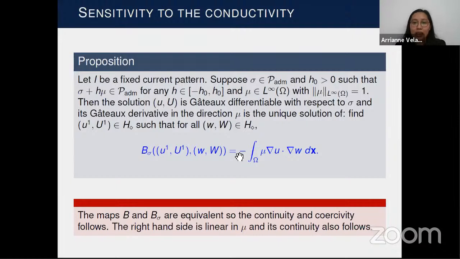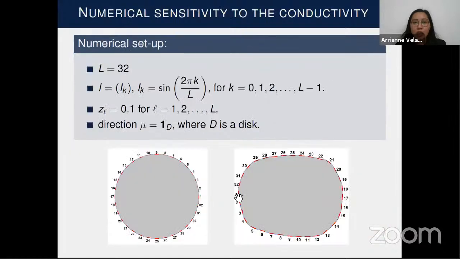And again, using the finite element method to discretize this variational formulation, we have the following numerical implementations. Our setup is that we attach 32 electrodes. The current pattern is this sine function here, and the contact impedance is constant across all electrodes. We take the direction of the perturbation to be the characteristic function on a disk D. This is for the unit disk, and these are the electrodes for the thorax.